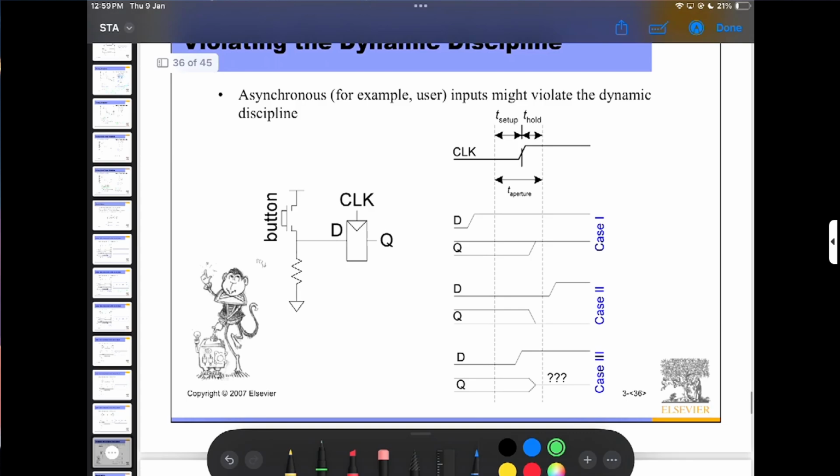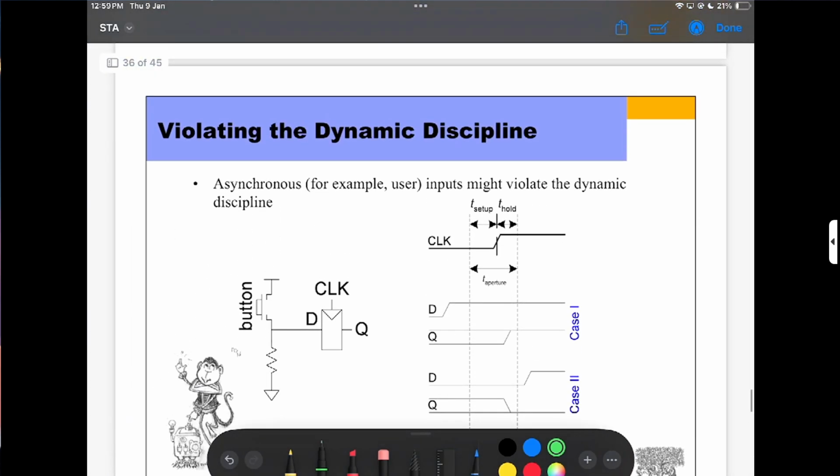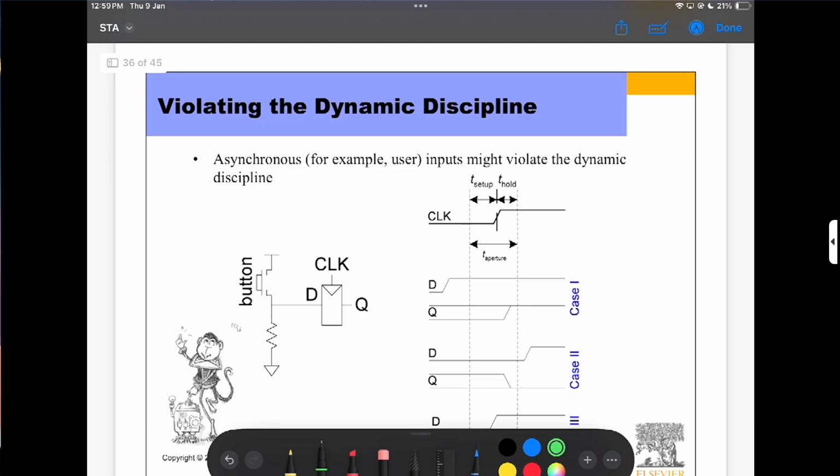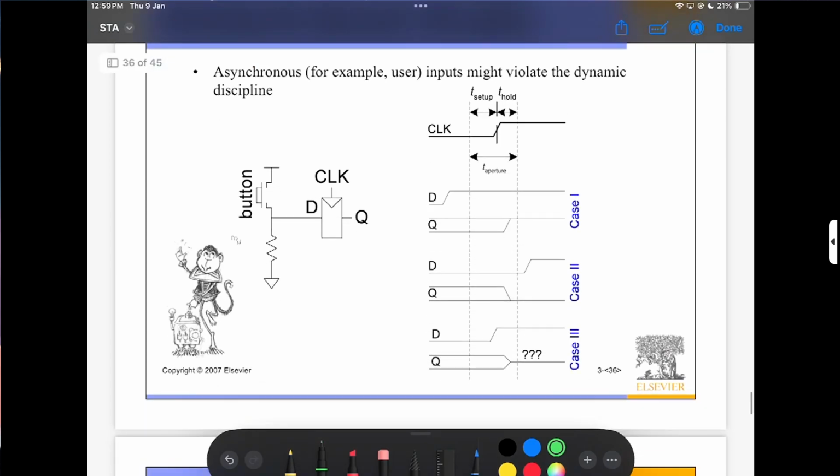So the violating conditions. Violating the dynamic discipline: asynchronous inputs, for example user input, might violate the dynamic discipline. So here is clock and hold: T setup plus T hold, T aperture. For example, when a button is pressed, it does not see the clock, and the button press occurs at the time when my clock also changes, along with my D input. Okay, so here D is my input.